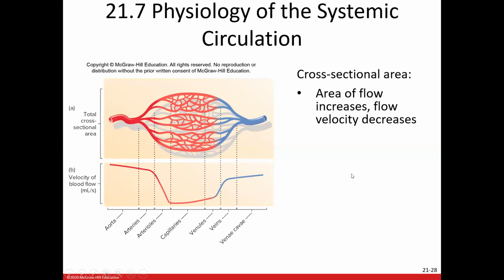So take home message, as you increase the cross-sectional area, which then will factor into the volume, you're going to decrease velocity. Increasing area decreases velocity.